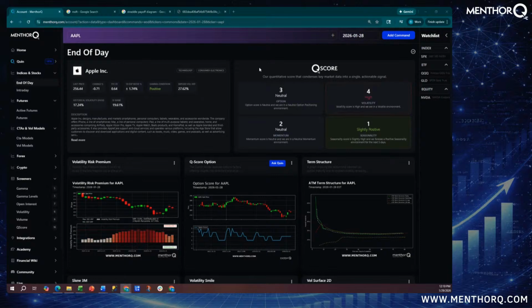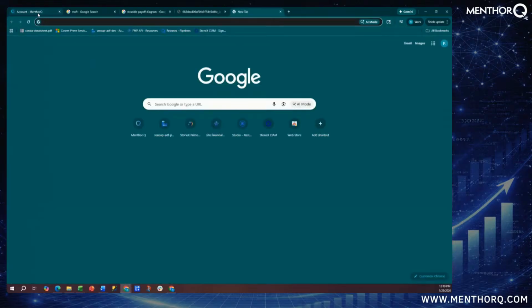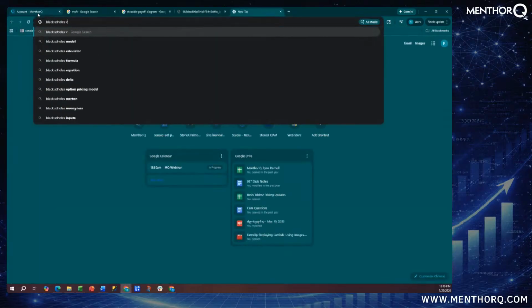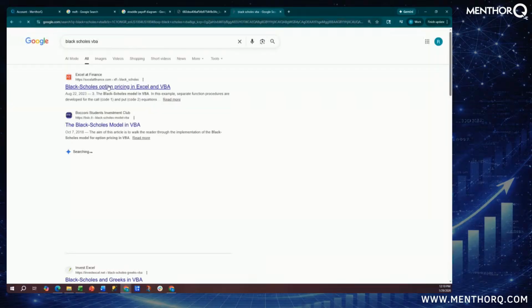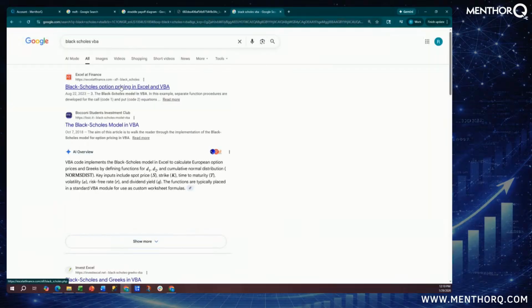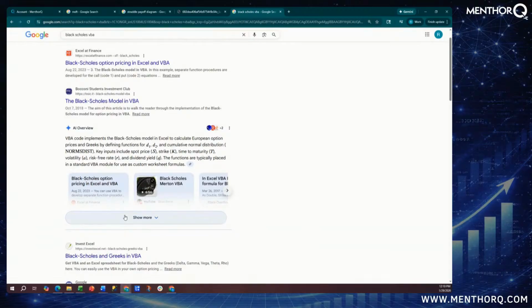I love it. Where can you get such a calculator? We've talked about how to build those in the past. I've taught classes. You can just Google Microsoft Visual Basic, Black-Scholes code, or Black-Scholes VBA code, and you can drop it into your Excel. I'm sure ChatGPT can just give it to you.